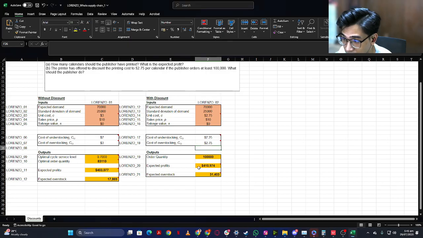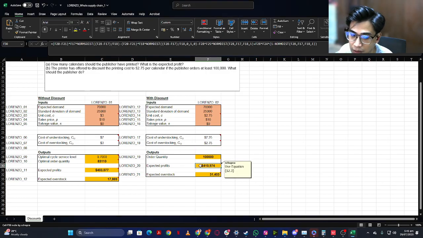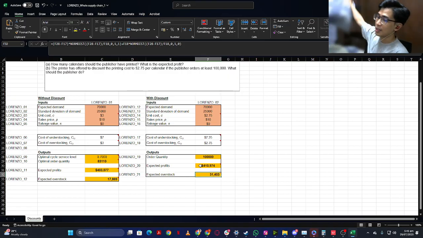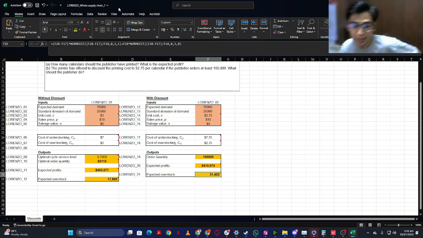But now we have to compute the expected profit. How do we do that? Using equation 12.3, we calculate the following. We get the expected profit of 410,974. And then for the expected overstock, using the formula again, we get 31,403.